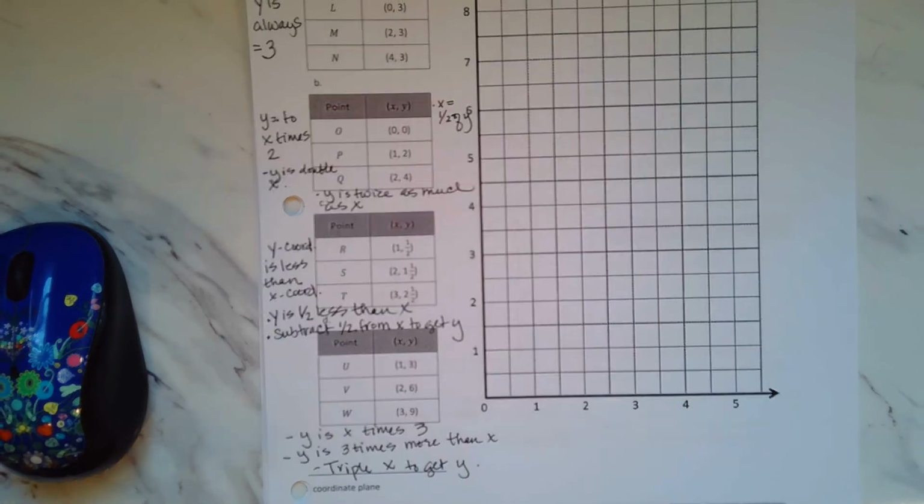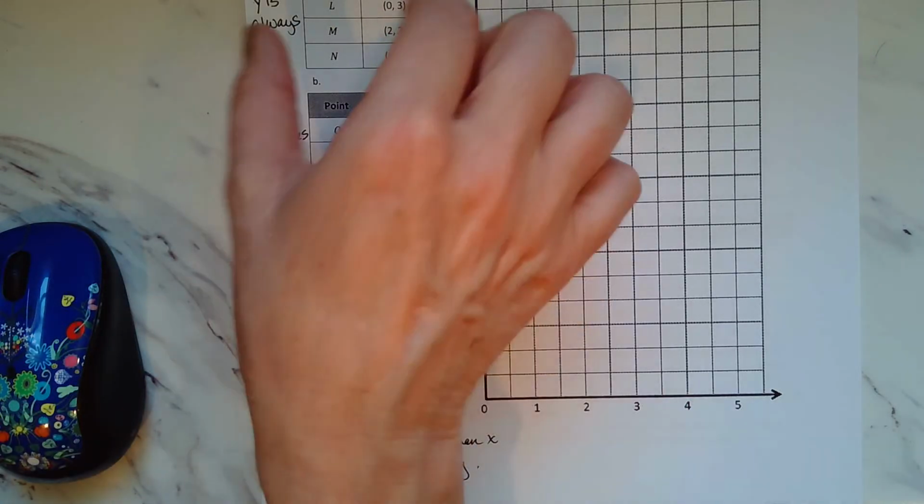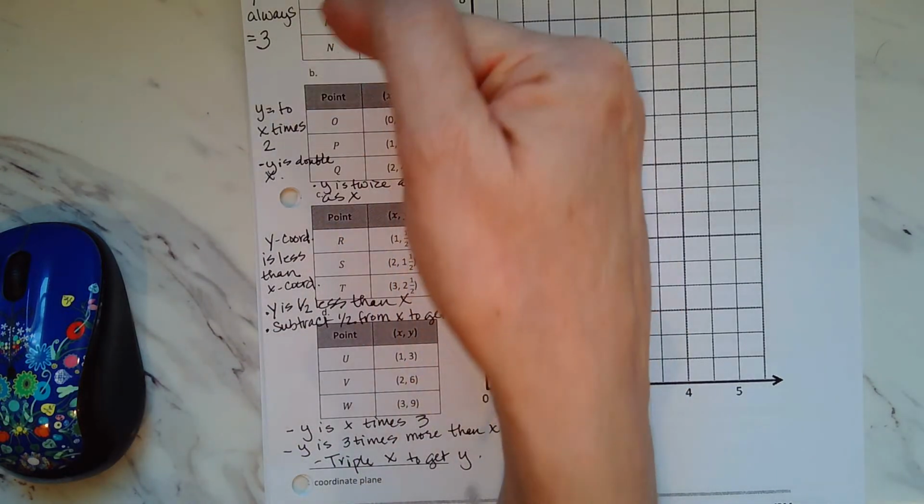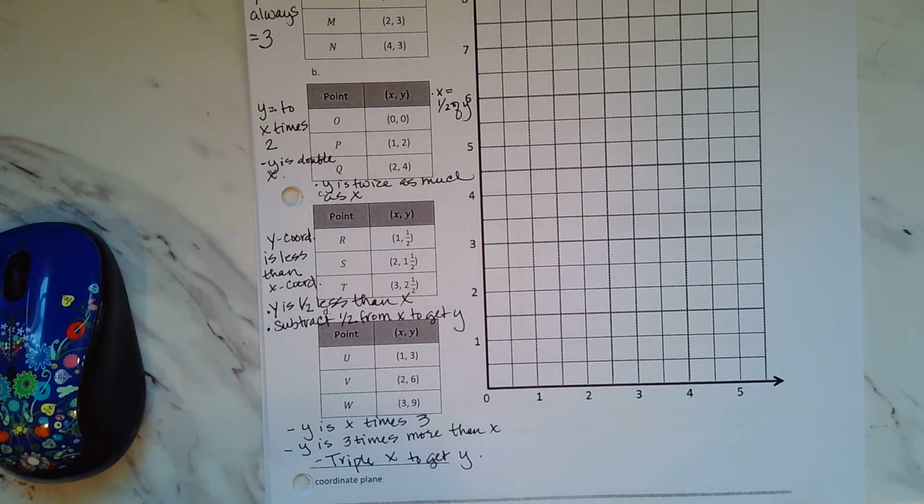So this right here is the big idea for today. Can you name a rule to go with the relationship between the coordinate pairs, the relationship between the x and the y? All right. So go back. I want you to read each one of these really quick and make sure you understand the big idea, the rule that goes with the coordinate pair.